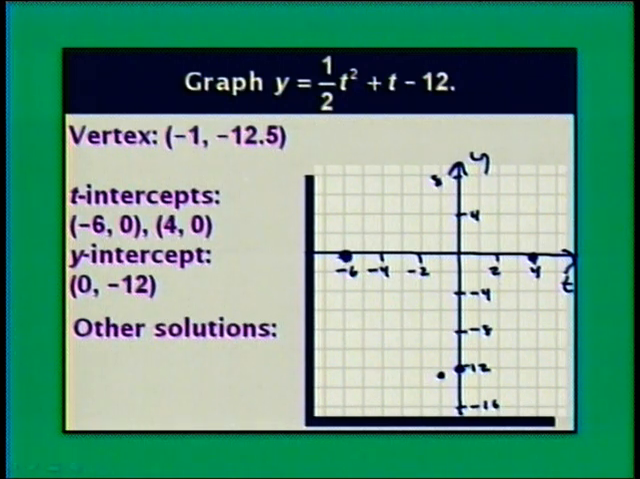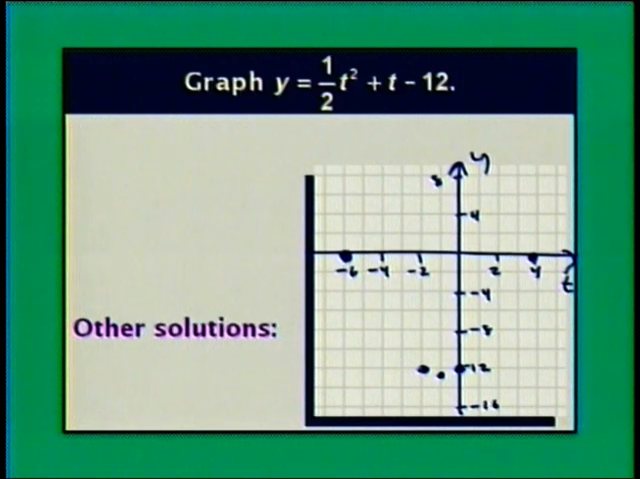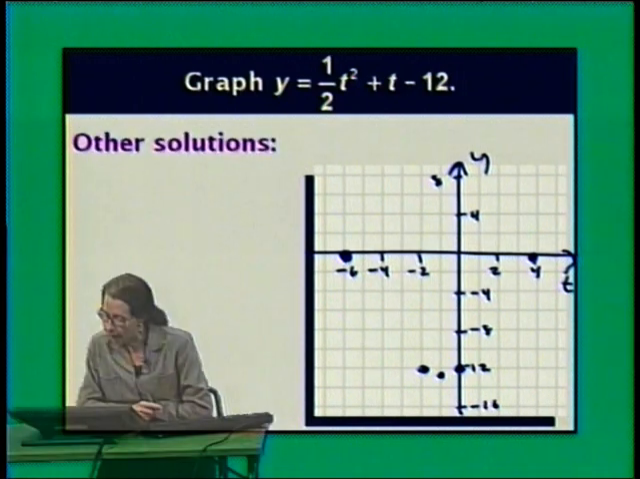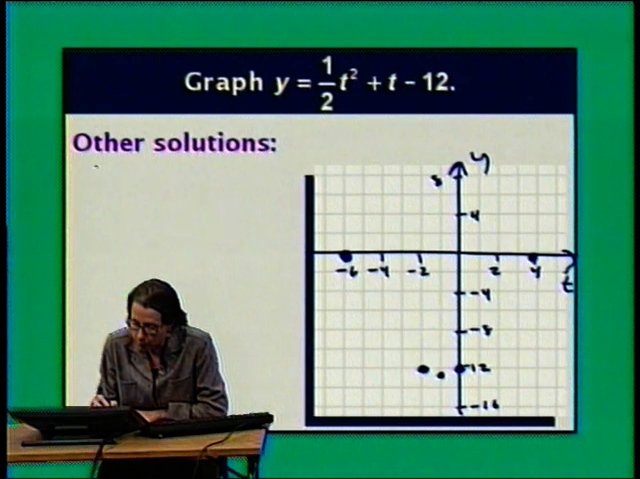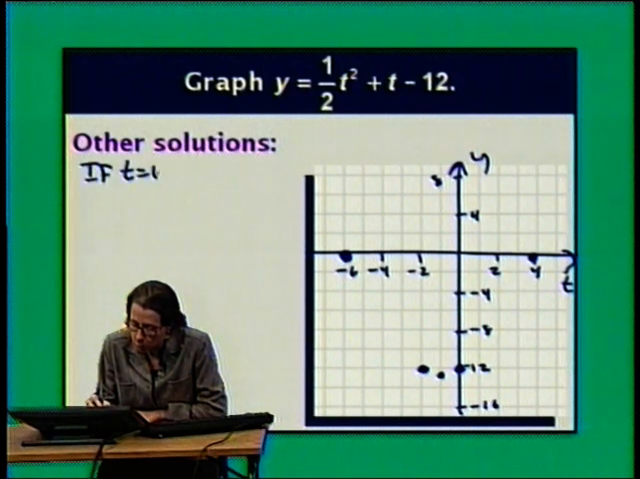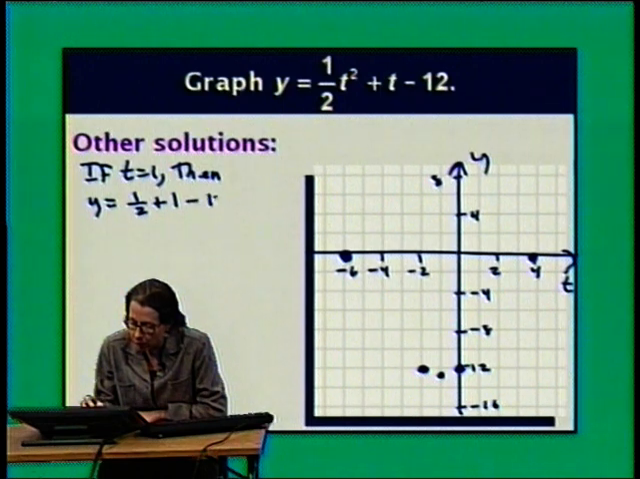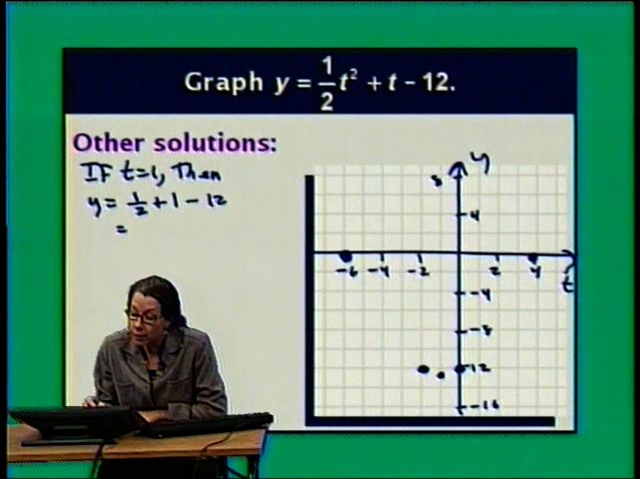Now I can use symmetry to get the point (-2, -12) on my parabola. But I want some other solutions. So let's ask, well, what will happen when t equals 1? So if t equals 1, then y equals 1/2 plus 1 minus 12, which is, let's see, -11 plus 1/2. That is -10.5.